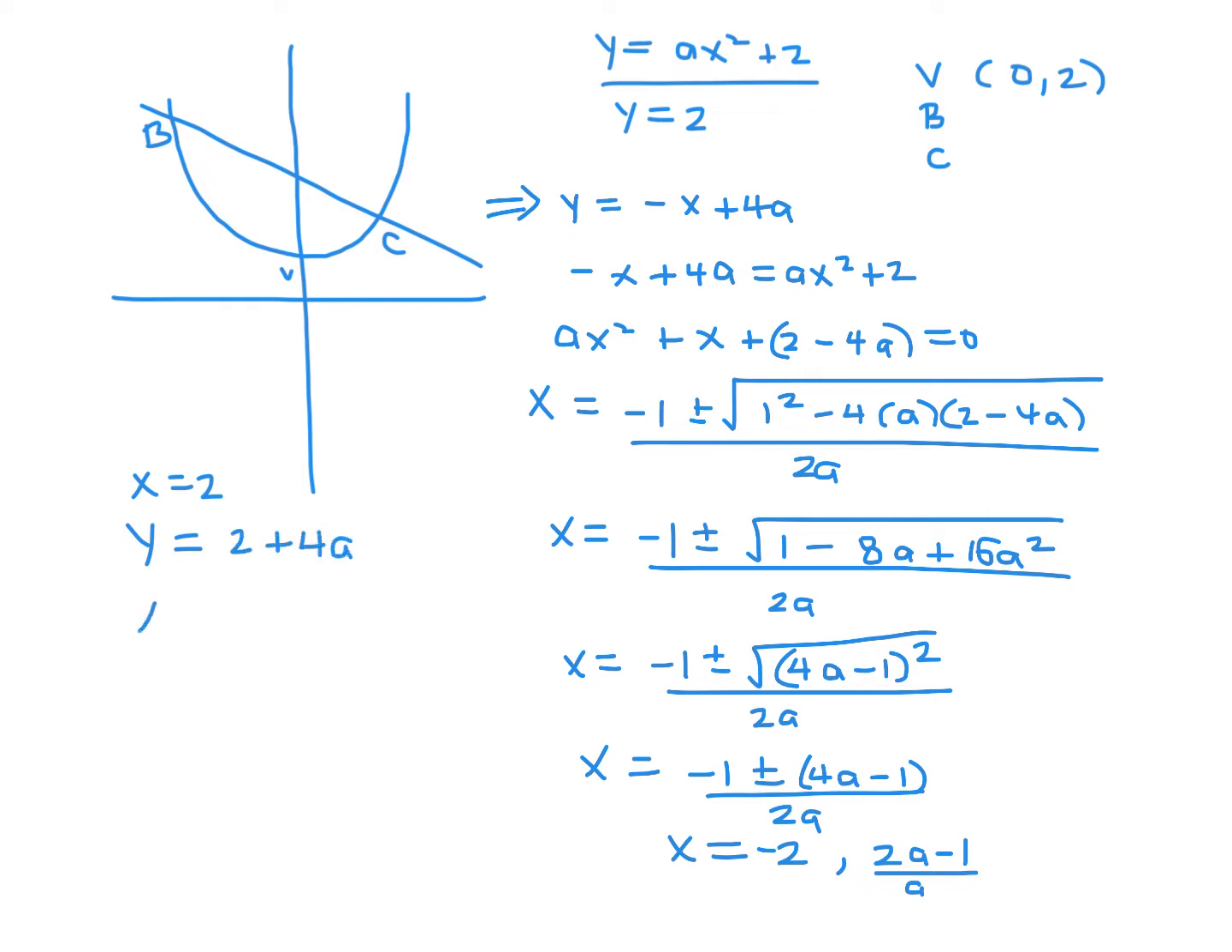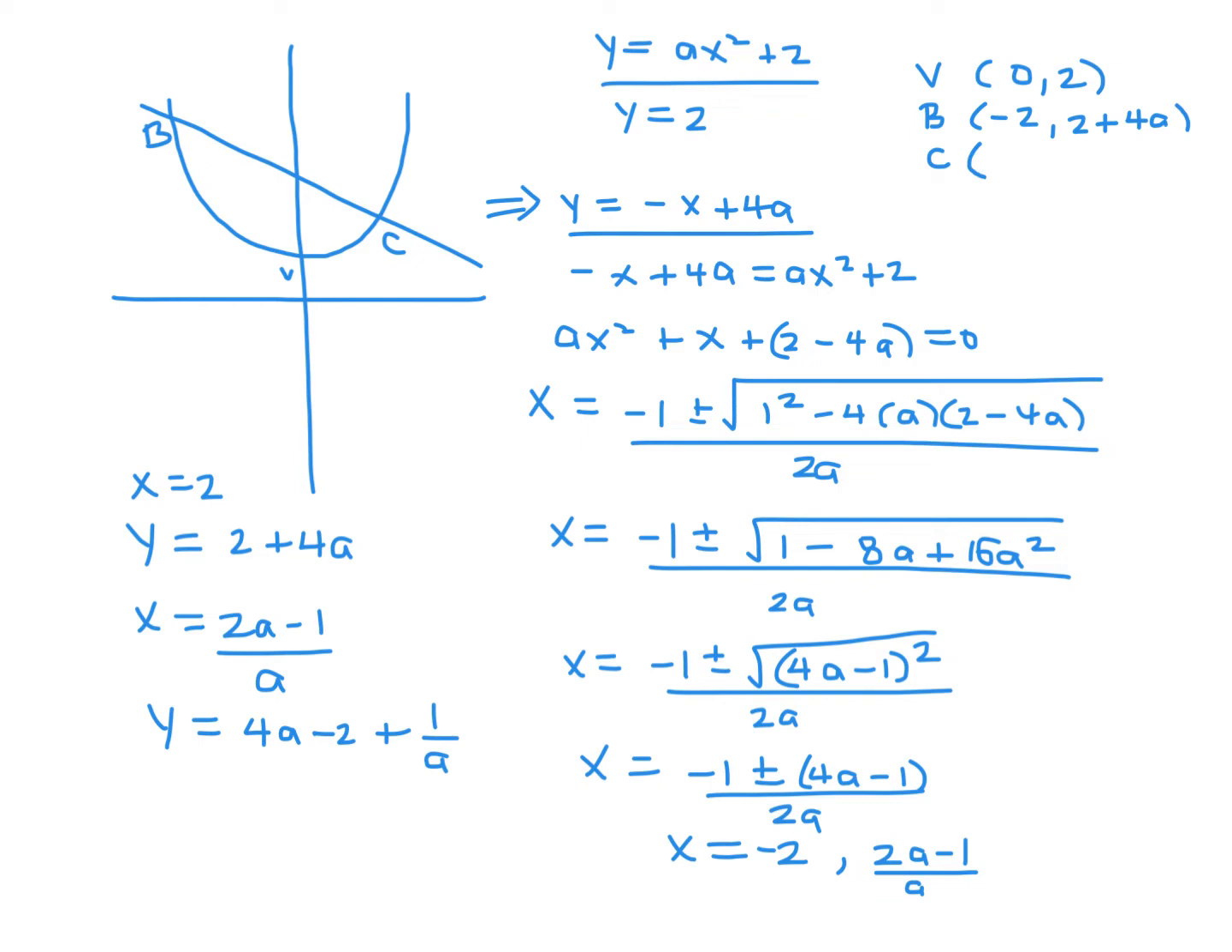And then the other one, which is x equals 2a minus 1 over a, when you substitute that back in, you will get y equals 4a minus 2 plus 1 over a. So that means B is (minus 2, 2 plus 4a), and C is (2a minus 1 over a, 4a minus 2 plus 1 over a). Those are the coordinates, all obviously in terms of a.